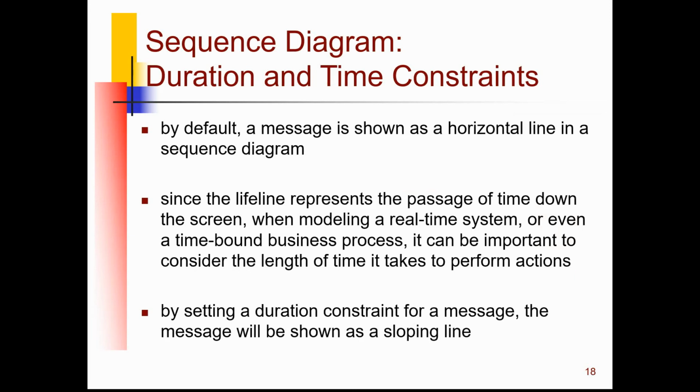Duration and time constraint. So by default, the message is shown as a horizontal line. Horizontal means there's no delay in the message delivery itself. So think about the function call. When you call a method, then that method will be called immediately. Even though the result may take time to get, the function call itself happens immediately. So that's why in the sequence diagram, the message most of the time is a horizontal line, showing that it takes no time for this message to arrive.